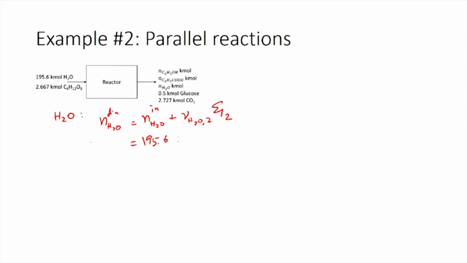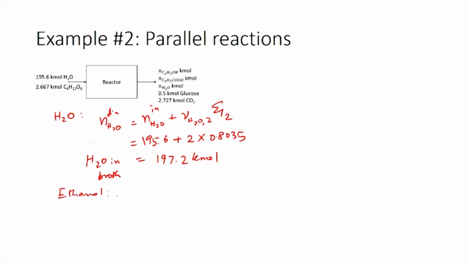So, the initial amount of water is 195.6 and the stoichiometric coefficient for water is 2 times 0.8035, giving you the total amount of water in the final broth as 197.2 kilomoles, and we can write an ethanol balance followed by this.